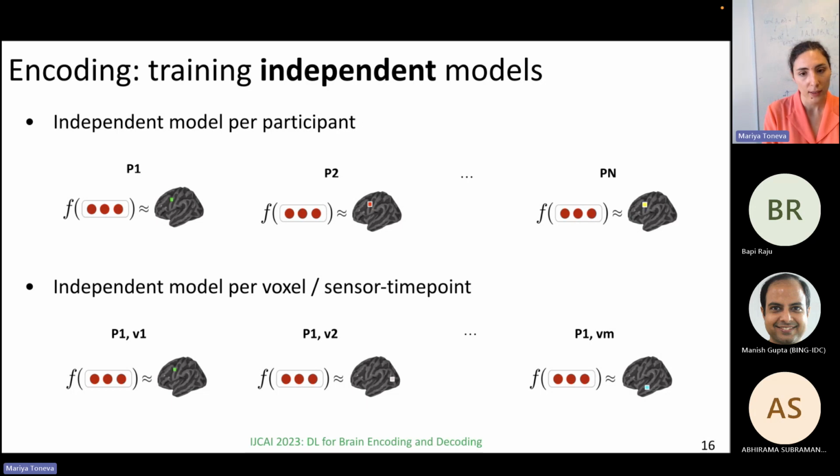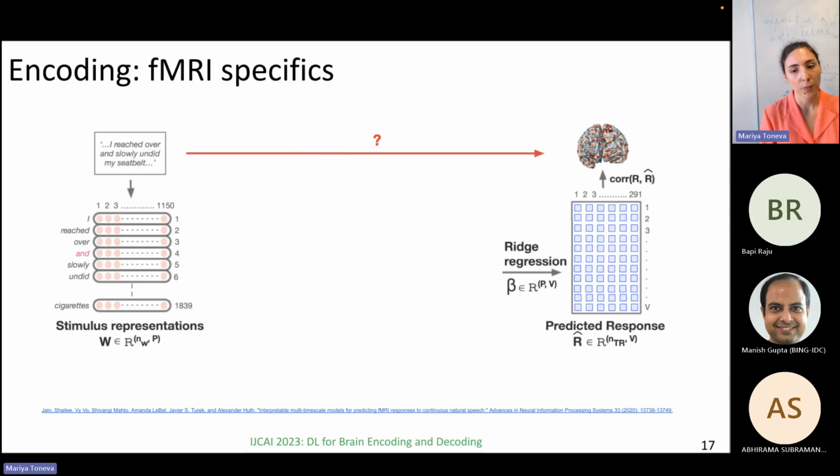So now let's take a deeper look into the actual specifics of the encoding model, especially when we use it for one of the most prevalent imaging techniques, which is fMRI. There are a few different oddities for fMRI that are very important to take into account when building an encoding model to predict the activity that's elicited and recorded by fMRI.